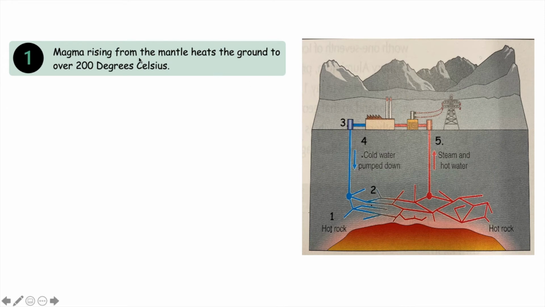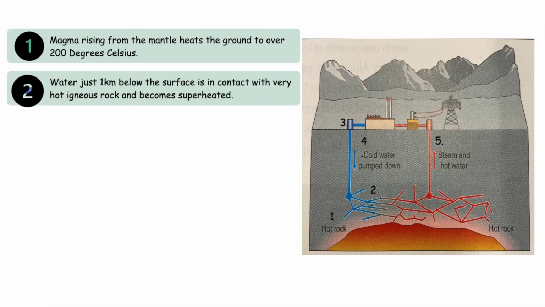Magma rises from the mantle and heats the ground to over 200 degrees Celsius. So magma, that was down in the mantle, rises closer to the crust, and it heats the rock to about 200 degrees Celsius. Water just 1 kilometre below the surface is in contact with very hot igneous rocks and becomes superheated. We need to remember that igneous rocks are created from volcanic activity. Therefore, this is a volcanic zone.